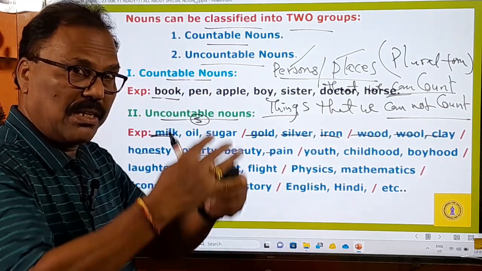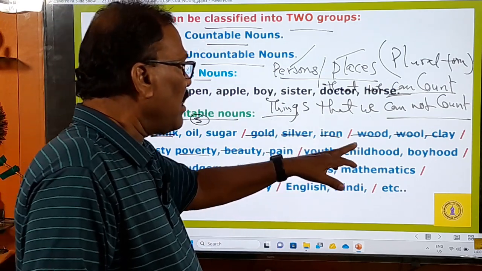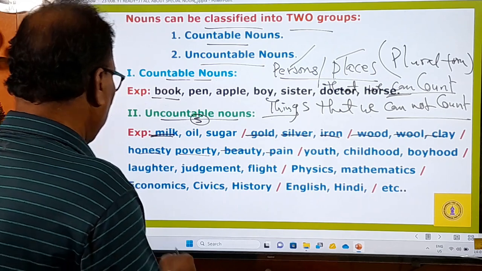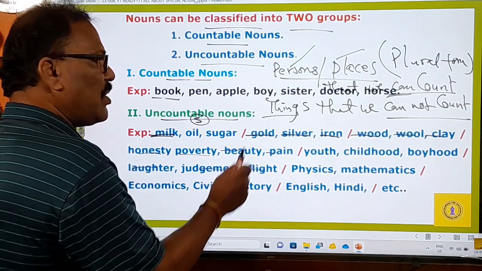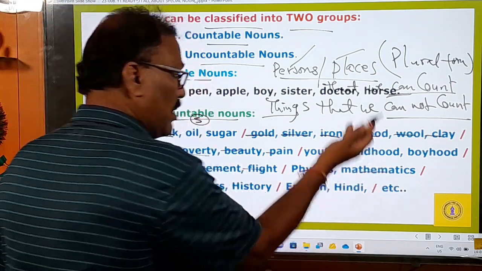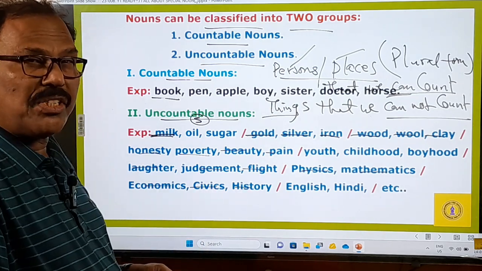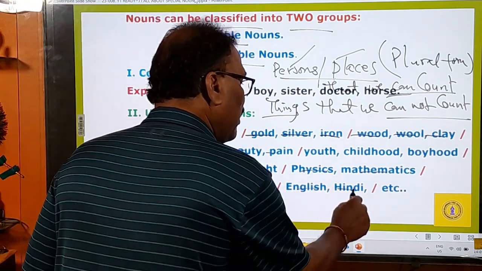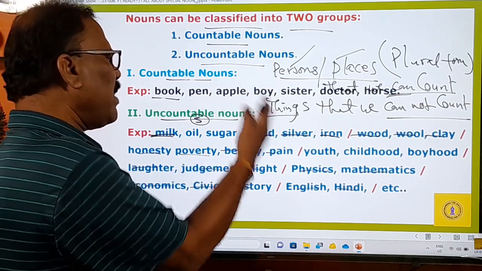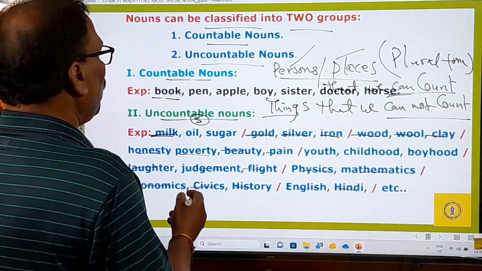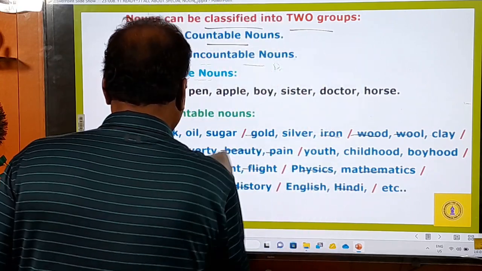States means the state of some age. Youth is a state and childhood is a state, boyhood is a state, like that. And then actions: laughter is an action, judgment is an action, flight is an action. All names of sciences, physics, mathematics, these are all names of sciences. All names of arts, economics, civics, history, these are all the names of arts. All names of languages, English, Hindi, Spanish, Dutch, French, Marathi, Kannada, Malayalam, all these names of languages. So in this way, let me give you more about these countable nouns and uncountable nouns, what are they?